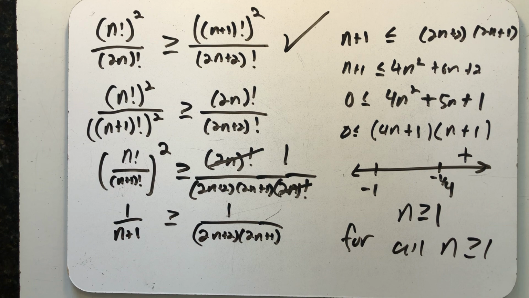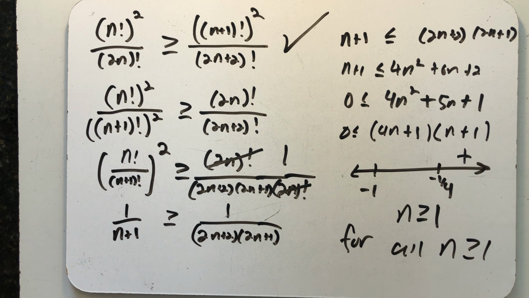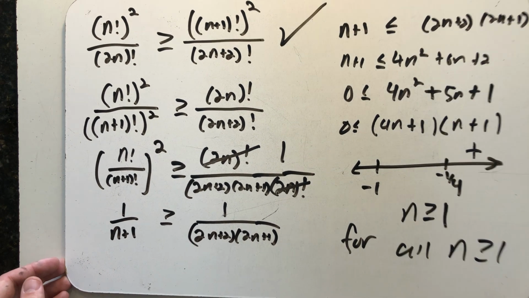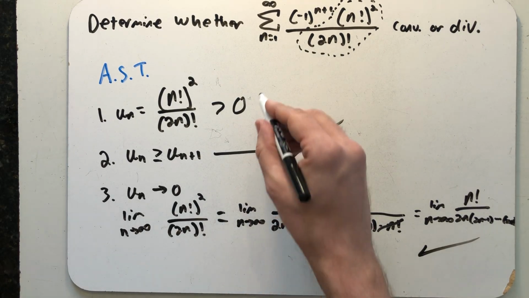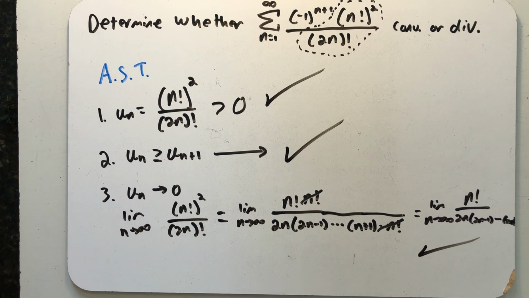So not just for some n, for all n greater than or equal to 1, my terms are eventually not increasing. And I don't even have to say eventually there. That was actually kind of dumb. Well, we check that, we check that, we check that. By the alternating series test, this series has to converge.